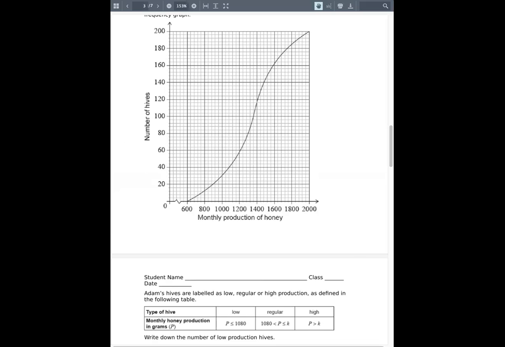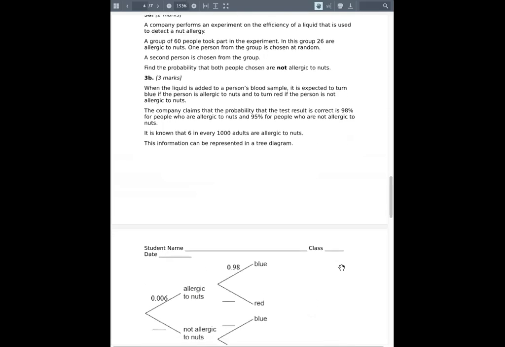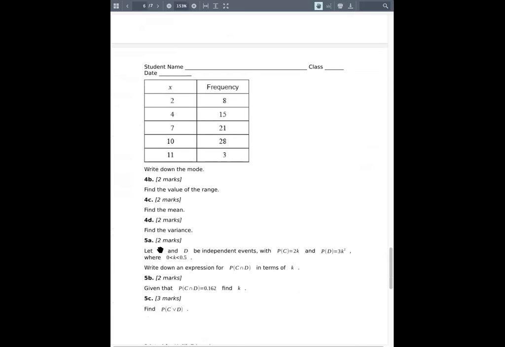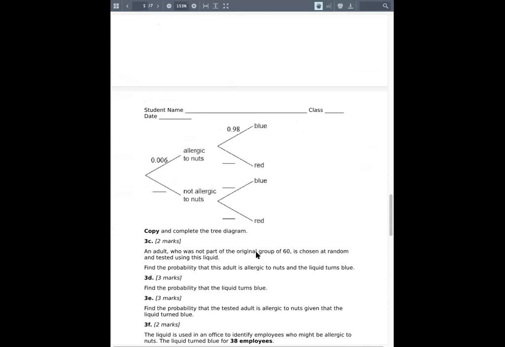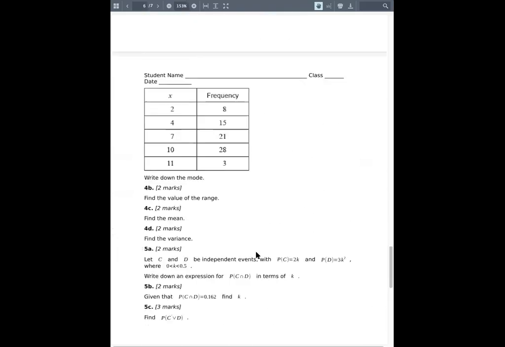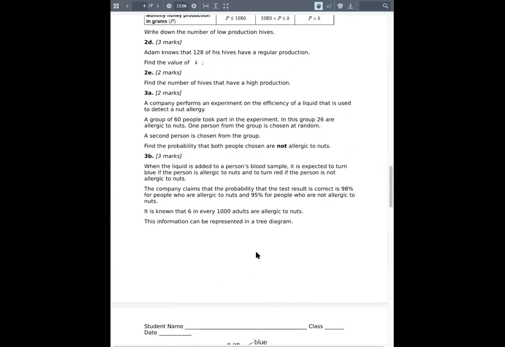All right, moving on. 3A. Let me just see what the other questions are real quick. Oh Lord. Crap. Okay. Oh, that's not bad. Hopefully we can finish this.